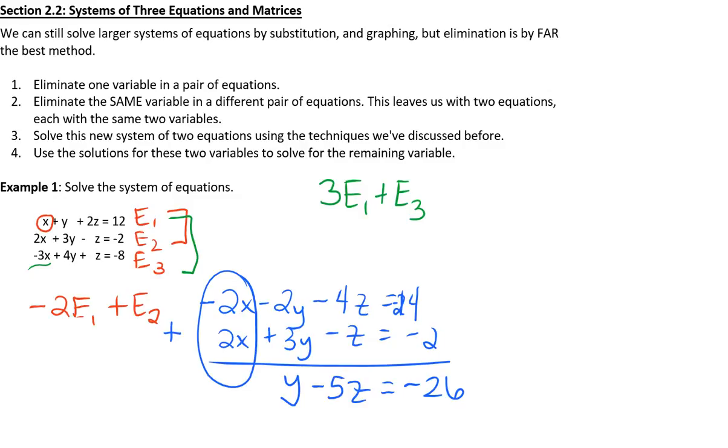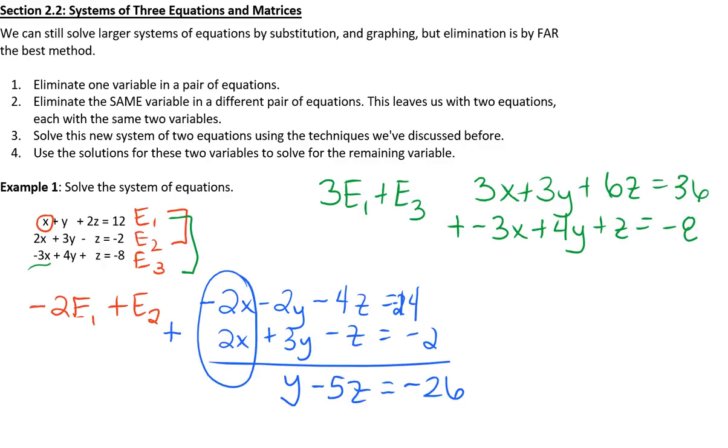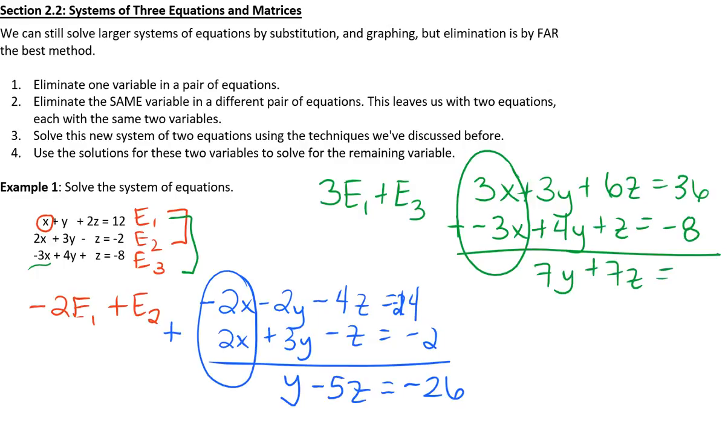So let's see, 3 times equation 1 would be 3x plus 3y plus 6z equals 36, plus E3, which is negative 3x plus 4y plus z equals negative 8. So combining like terms, 3x and negative 3x combine to 0 x's, so we've eliminated the x term. We are left with 7y plus 7z equals 28.